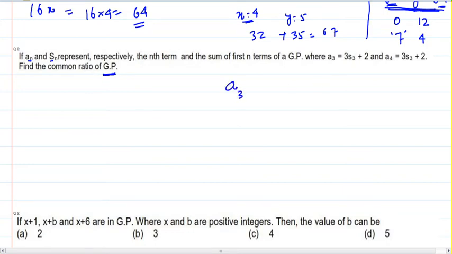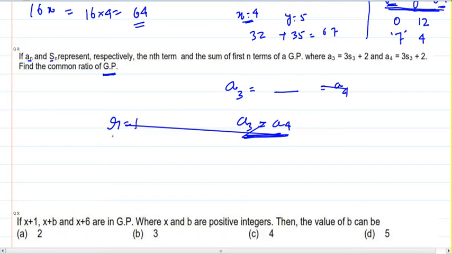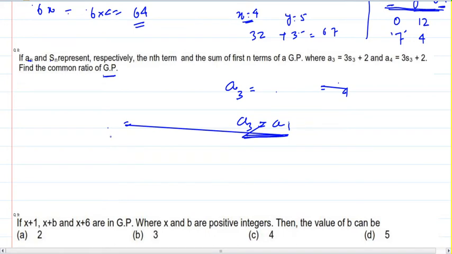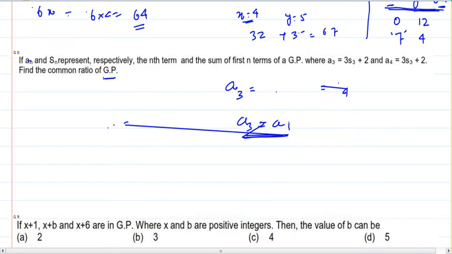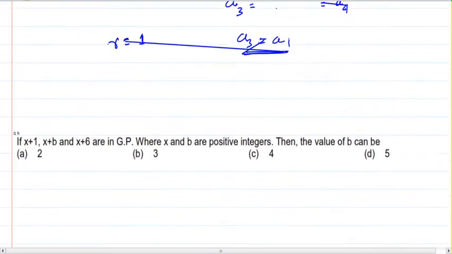In this question, I am being told A3 is equal to something and A4 is also equal to the same thing. So I am being told A3 is equal to A4. In a geometric progression, if two consecutive terms are equal, guys, the common ratio is 1. That is what we are being asked for. Can you find the common ratio? Yes, the value of r that I have is 1. Because two successive terms are equal, the common ratio has to be 1. This was an easy problem.